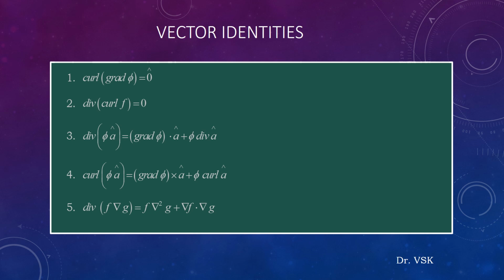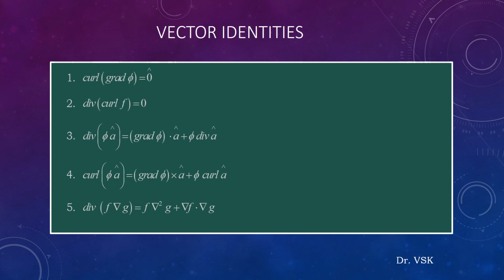Now, let us take the third identity. In this third identity, phi is a scalar field. A cap is a vector field. So, phi a cap is the product of a scalar field and a vector field. It produces a vector field again. So we can apply divergence on it.